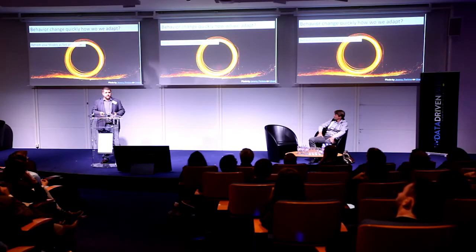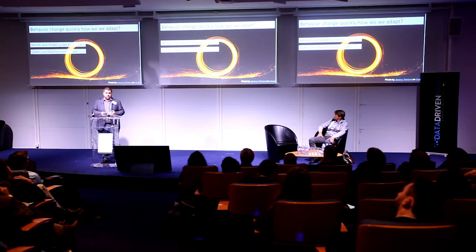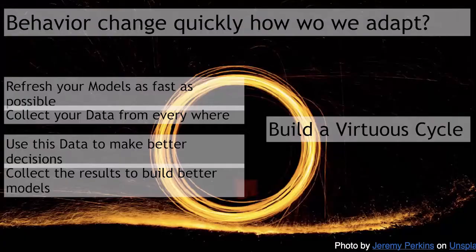You need to refresh your models as fast as possible. This means that you need a huge investment in infrastructure in order to collect data from everywhere as fast as possible. You need to use those data to make better decisions, to put back those models in production as fast as possible, and then collect the results of those decisions to retrain your models. Like this, you build a virtuous cycle of continuous accuracy improvement.